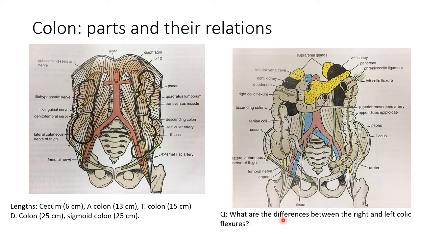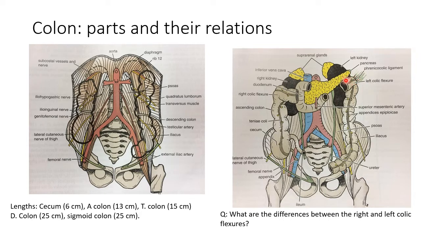Now there is a question also in this image: what are the differences between right and left colic flexures? So this is the right colic flexure where the ascending colon and the transverse colon meet, and this is the left colic flexure where the transverse colon and the descending colon meet. So there are basically three differences.